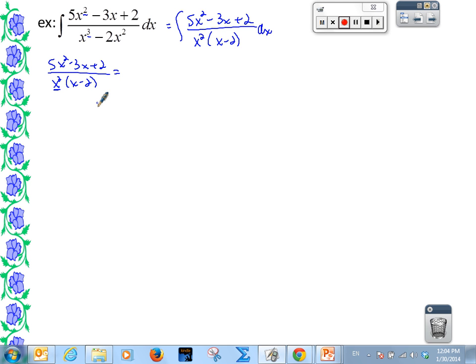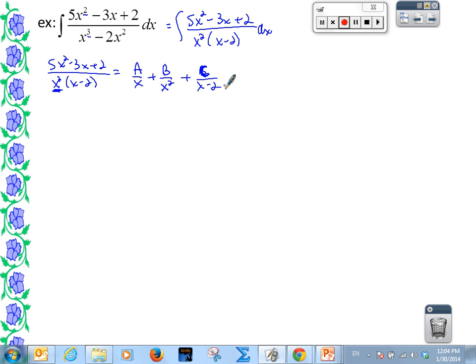So they're all linear. I don't have any quadratics in this. My first fraction would be A over x, and then plus B over x squared. That's taking care of this part of my denominator. Then my next fraction would be C over x minus 2. And that's the setup of the fractions.